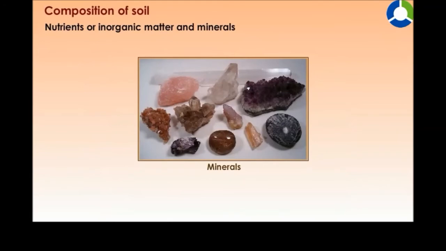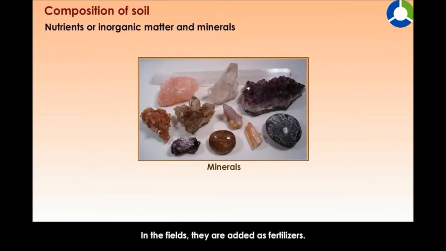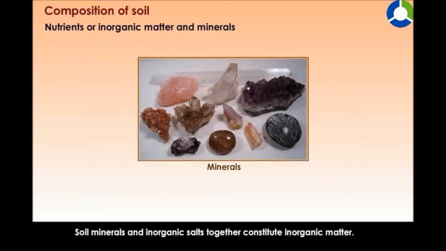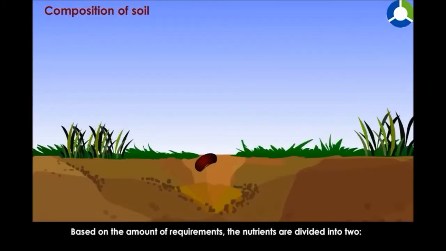Nutrients or inorganic matter and minerals. Soil gets its inorganic matter from the parental rocks from which it is formed. In the fields, they are added as fertilizers. Soil minerals and inorganic salts together constitute inorganic matter. Plants require at least 16 different nutrients for their growth. Based on the amount of requirements, the nutrients are divided into two.